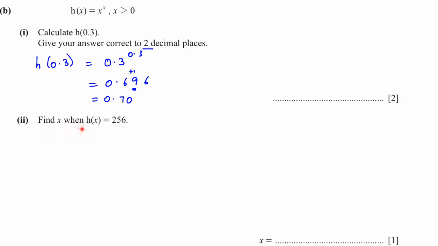B2, find x when h of x is equal to 256. So you need to find a number that when you raise it to the power of the same number, you get 256. This is like a trial and error method. You can try 2 to the power of 2, 3 to the power of 3, which is 27, 4 to the power of 4, which is 256. So therefore 4 to the power of 4 is 256. x is equal to 4.